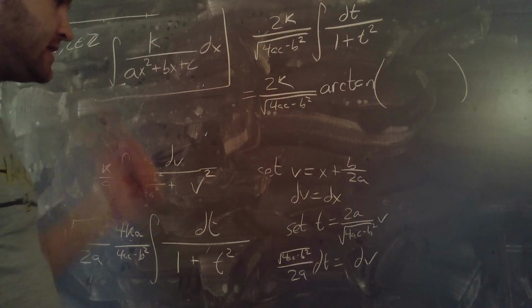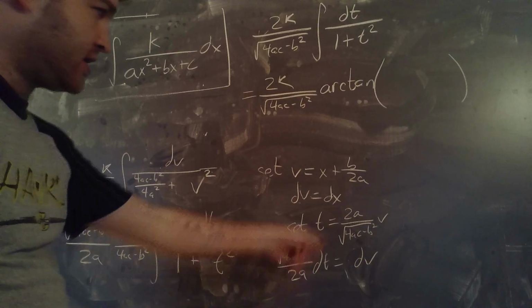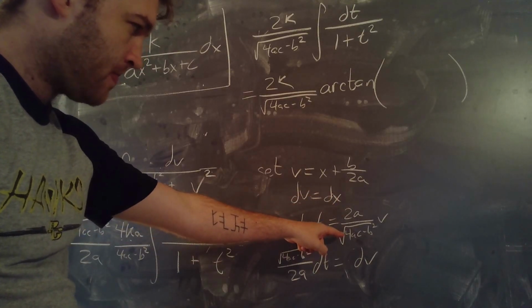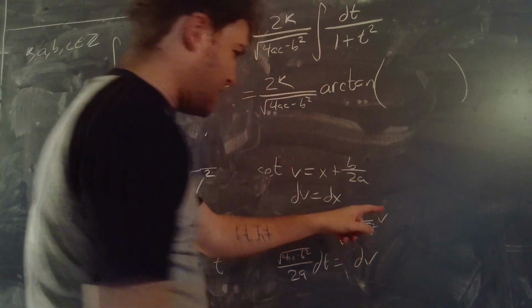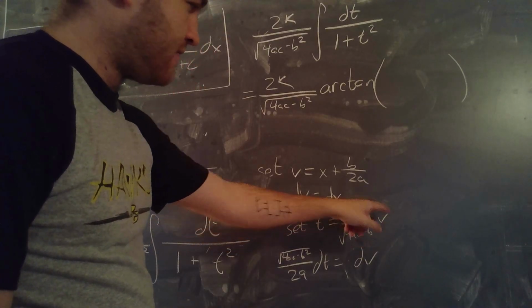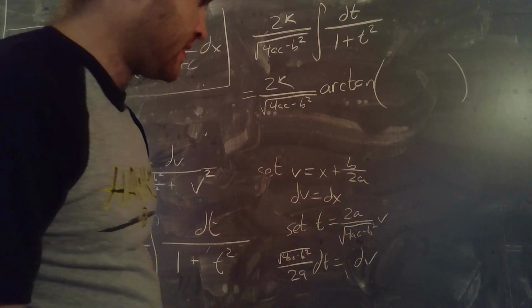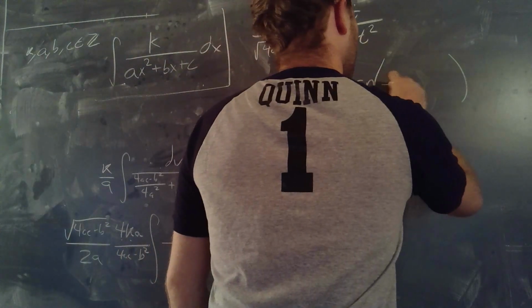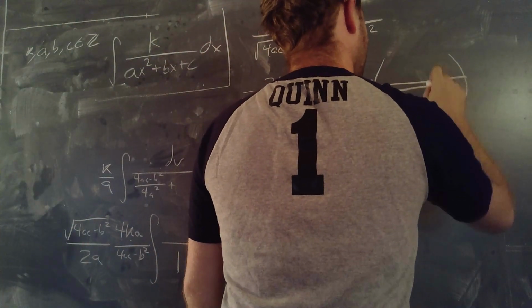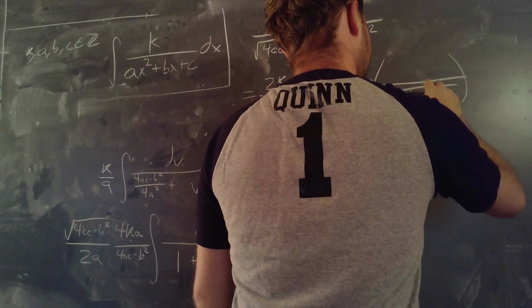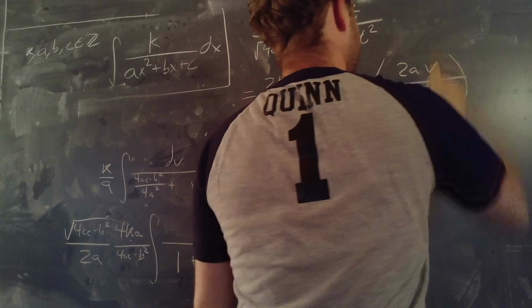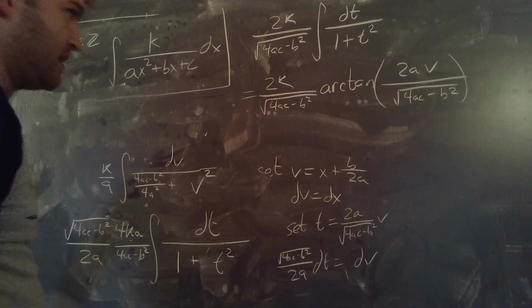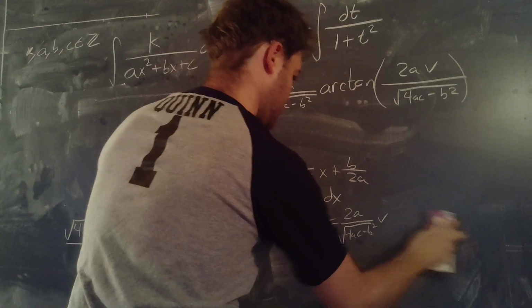Okay, but t is actually this. So if I replace the t with 2av over the square root of 4ac minus b squared, we'll see that the bottom part of this is 4ac minus b squared. On top, I'll have 2a times v. And that takes care of the t portion of the substitution.